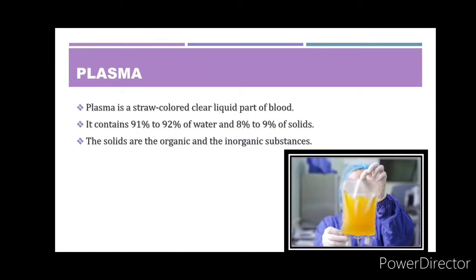Plasma. So plasma is a straw colored clear liquid part of the blood. It contains 91% to 92% of water and 8 to 9% of solid. The solids are organic and inorganic substances that you could see in the flow chart which was shown previously.